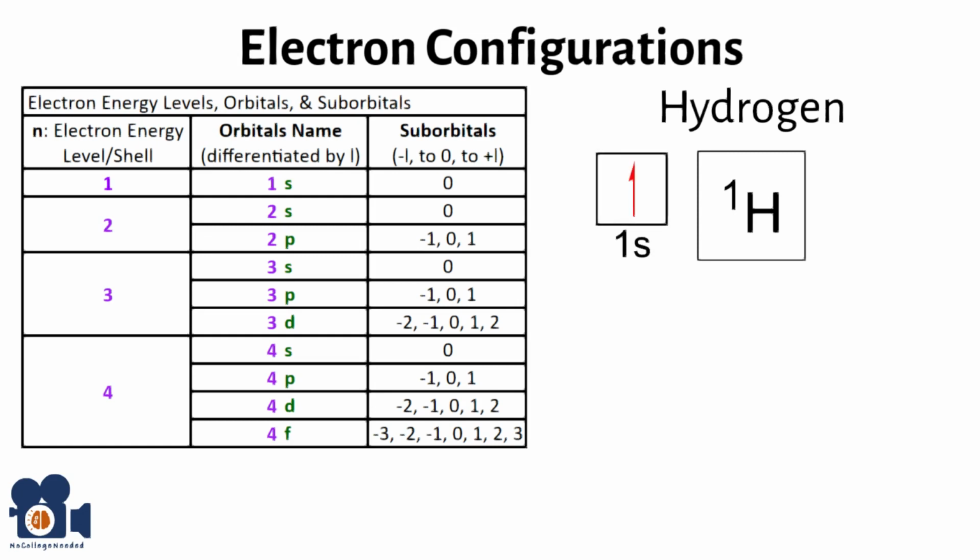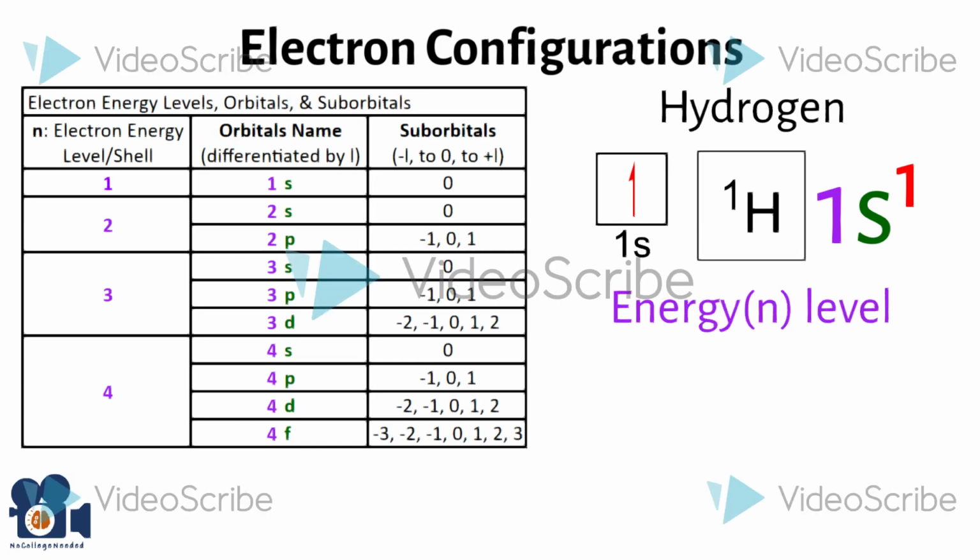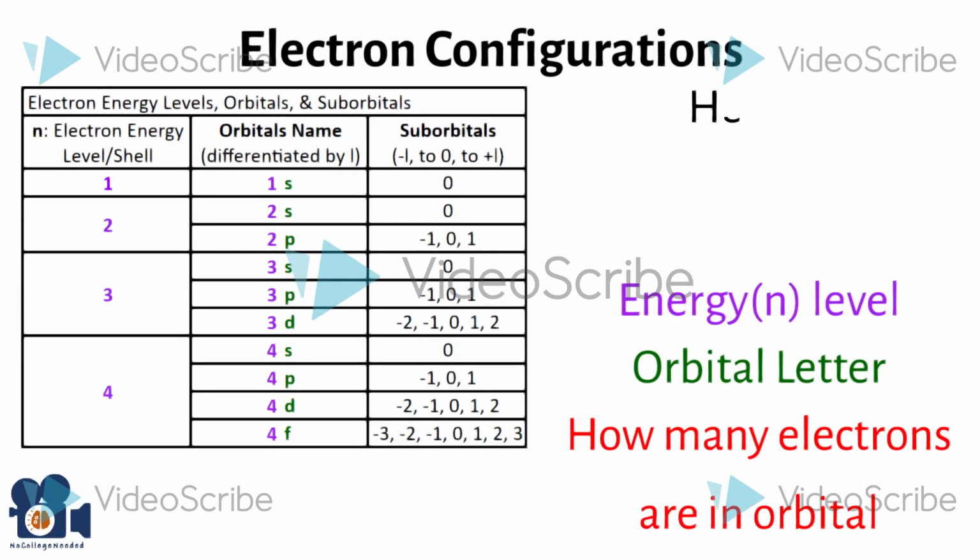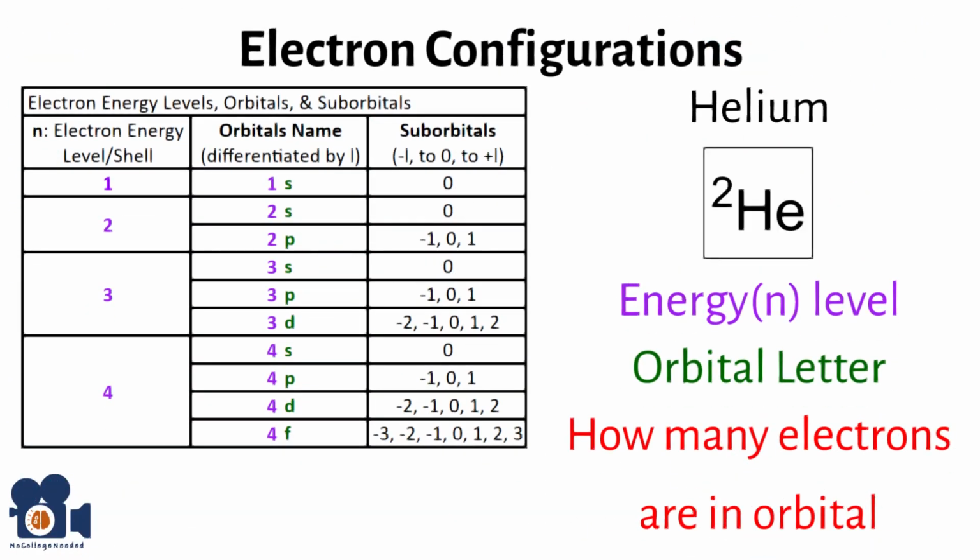Starting first with hydrogen, we have 1 electron, so that goes into the only suborbital of s, and we get the electron configuration of 1s1, which denotes the first energy level, the s suborbital, and how many electrons are in it. Next, with helium, there are 2 electrons, which both go into the 1s. The s must get filled before going to p, and we get 1s2.